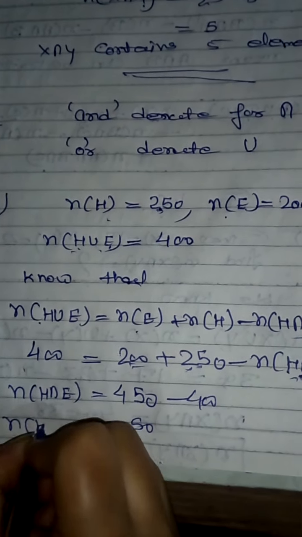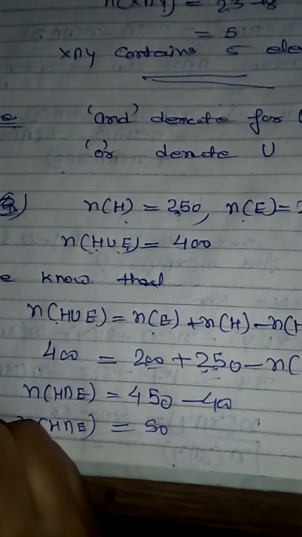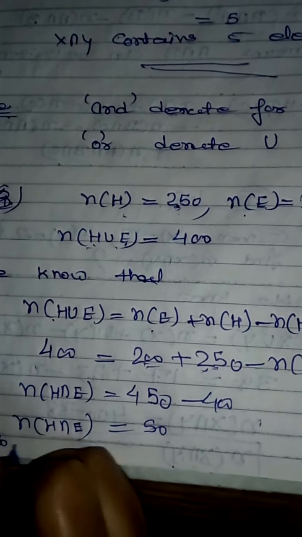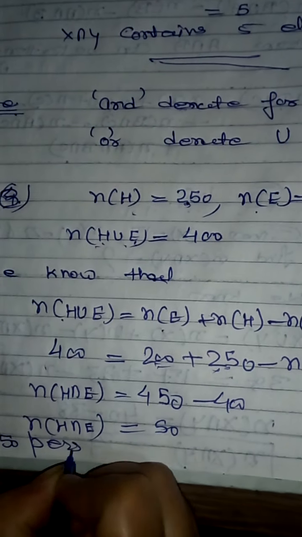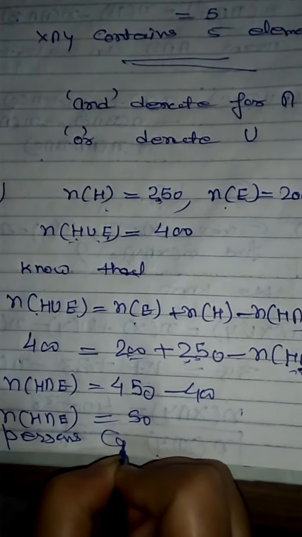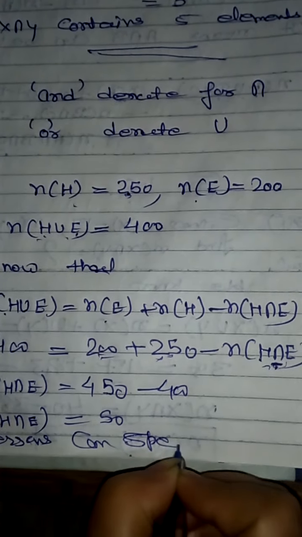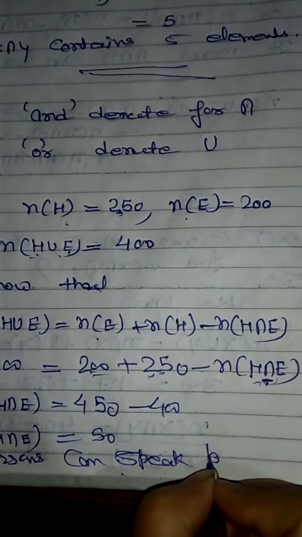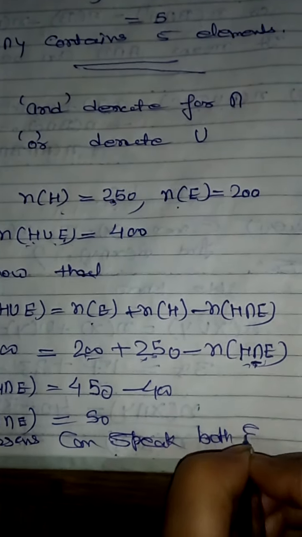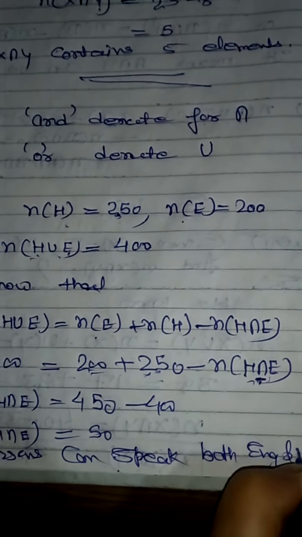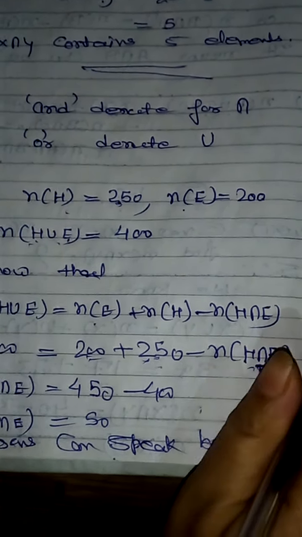So n of H intersection E. Therefore 50 persons can speak both English and Hindi. This is the answer of the third question.